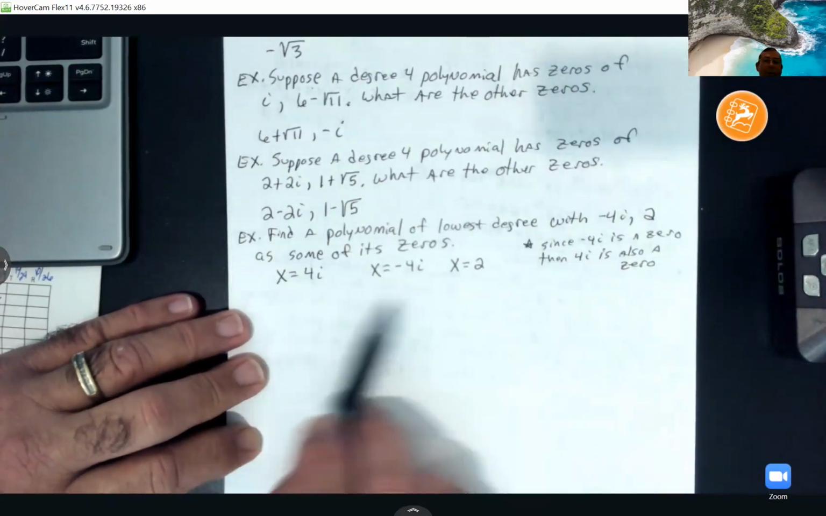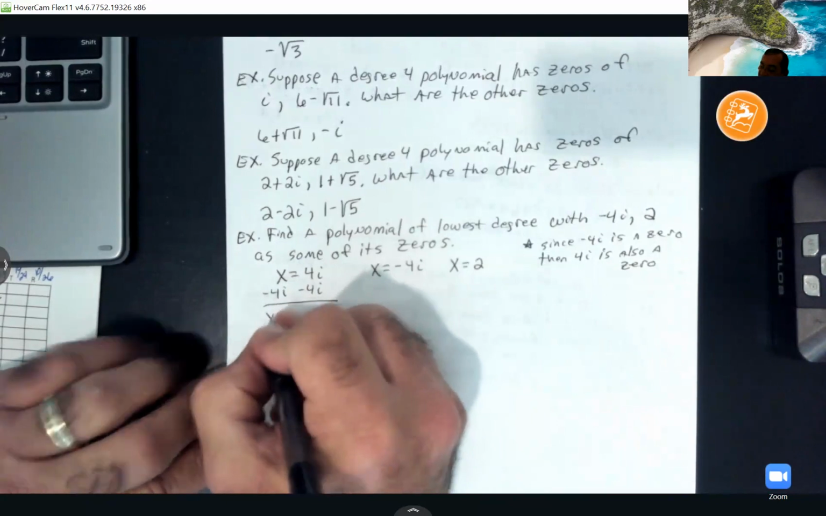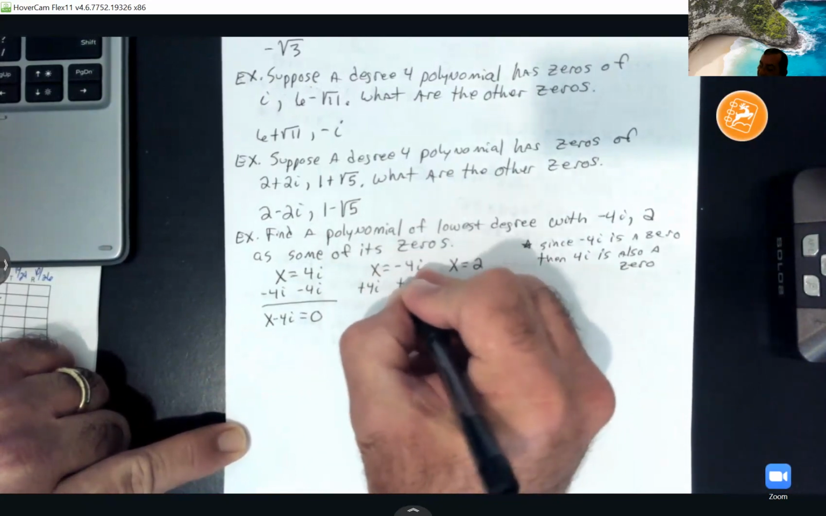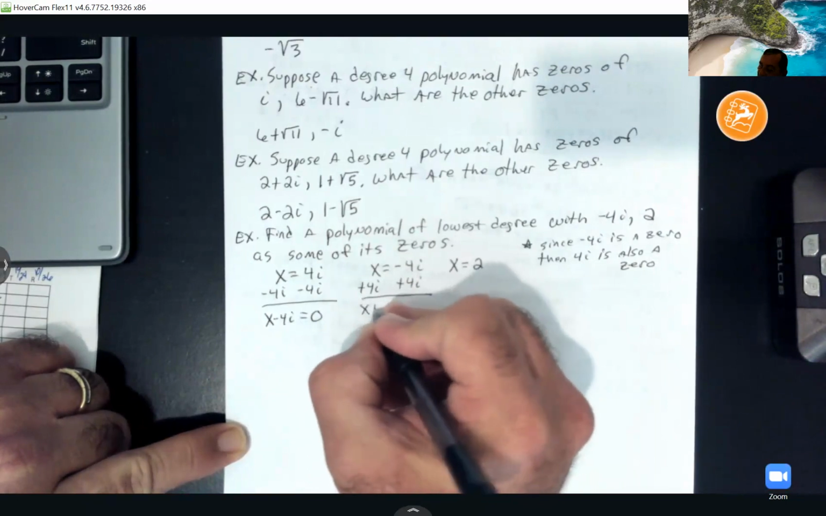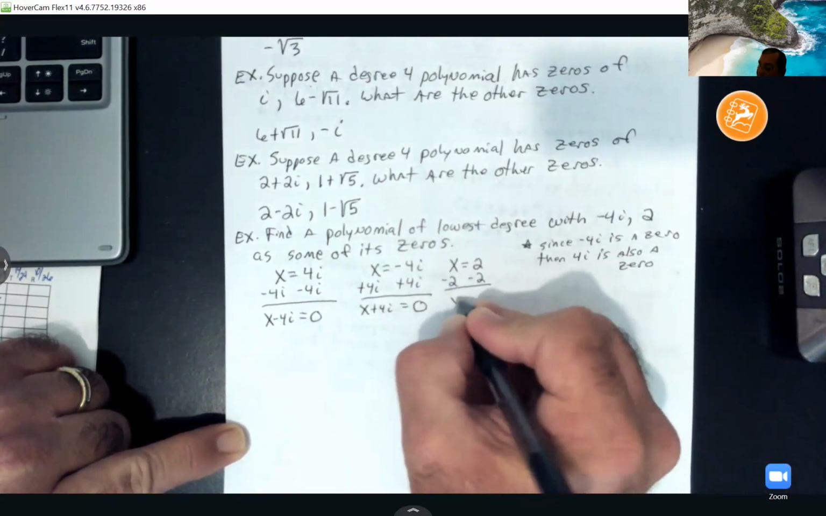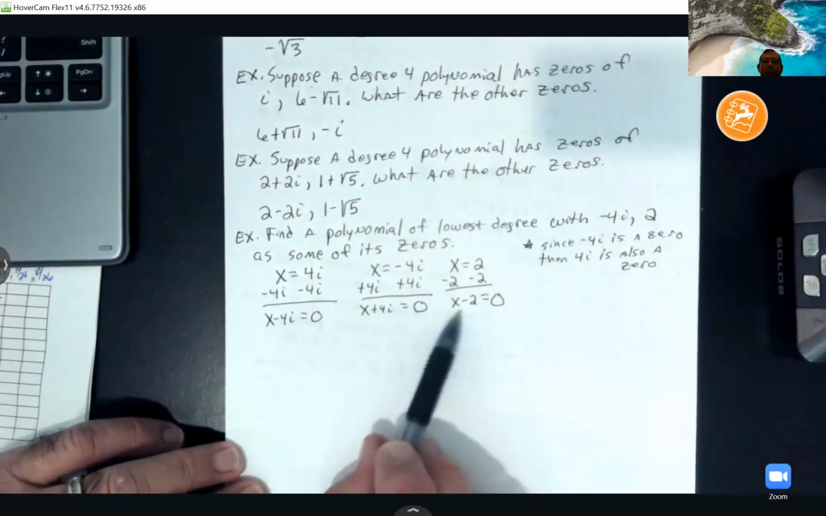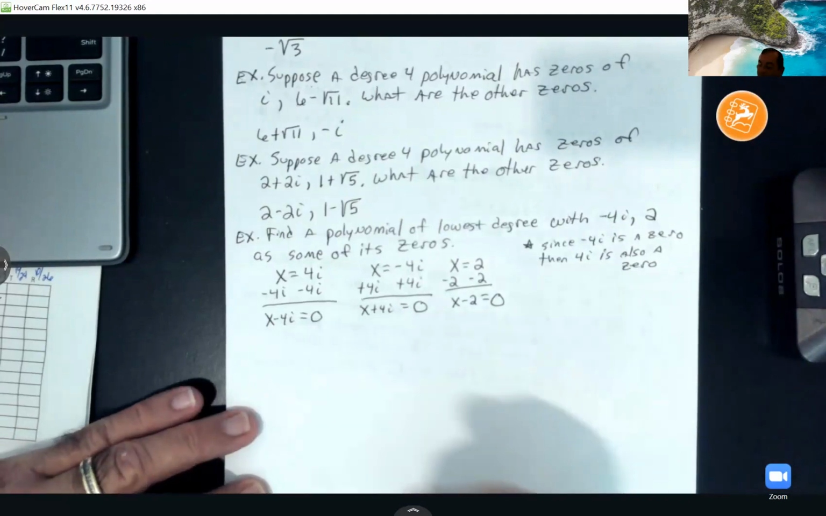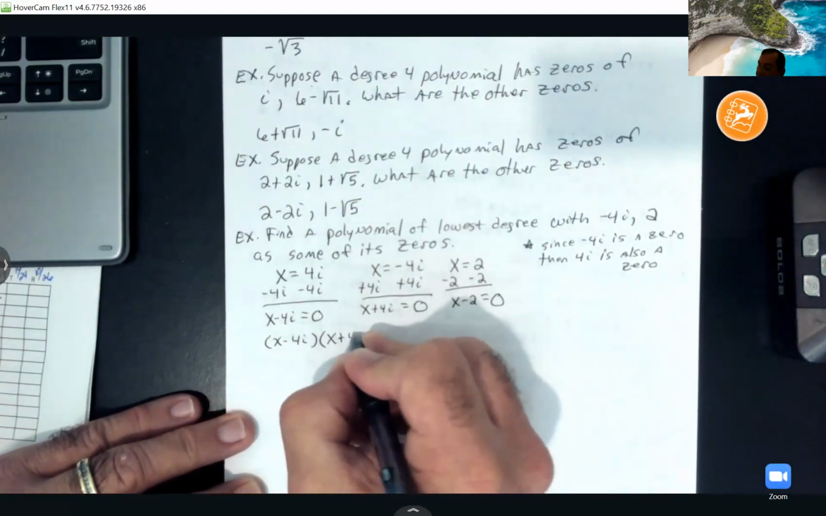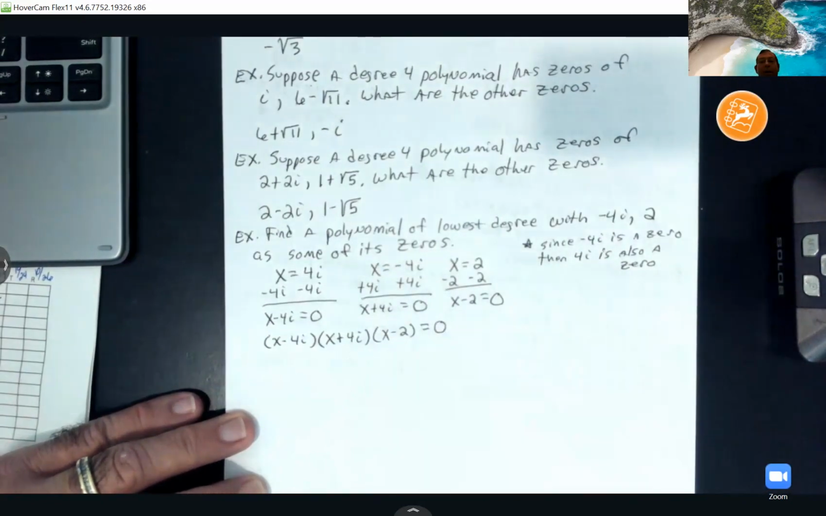All righty, so here we go. Get zeros on the right side. So we'll subtract 4i on the first one, add 4i on the second one, and then subtract 2 on our last one. All right, y'all. So we got all of our equations. Now we're going to write it as a product again: x minus 4i, x plus 4i, and then x minus 2, all written as a product equal to 0.